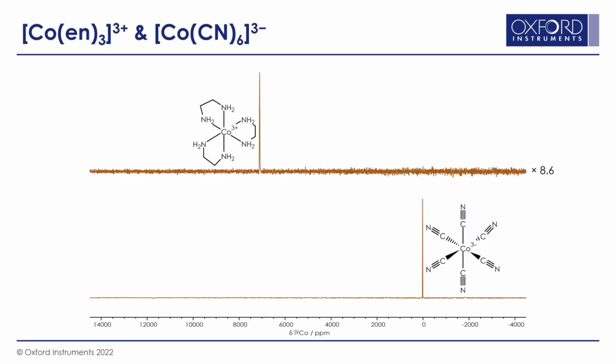Cobalt-59 has the largest spectral window of any NMR active nucleus, with a chemical shift range of plus 14,000 to minus 4,000 ppm, which can be observed as a single experiment on the X-pulse over the resulting 256 kilohertz spectral window. In the case of the two octahedral cobalt-3 complexes shown here, cobalt tris ethylenediamine and hexacyanocobaltate, there is an approximately 7,100 ppm difference in chemical shifts between them.